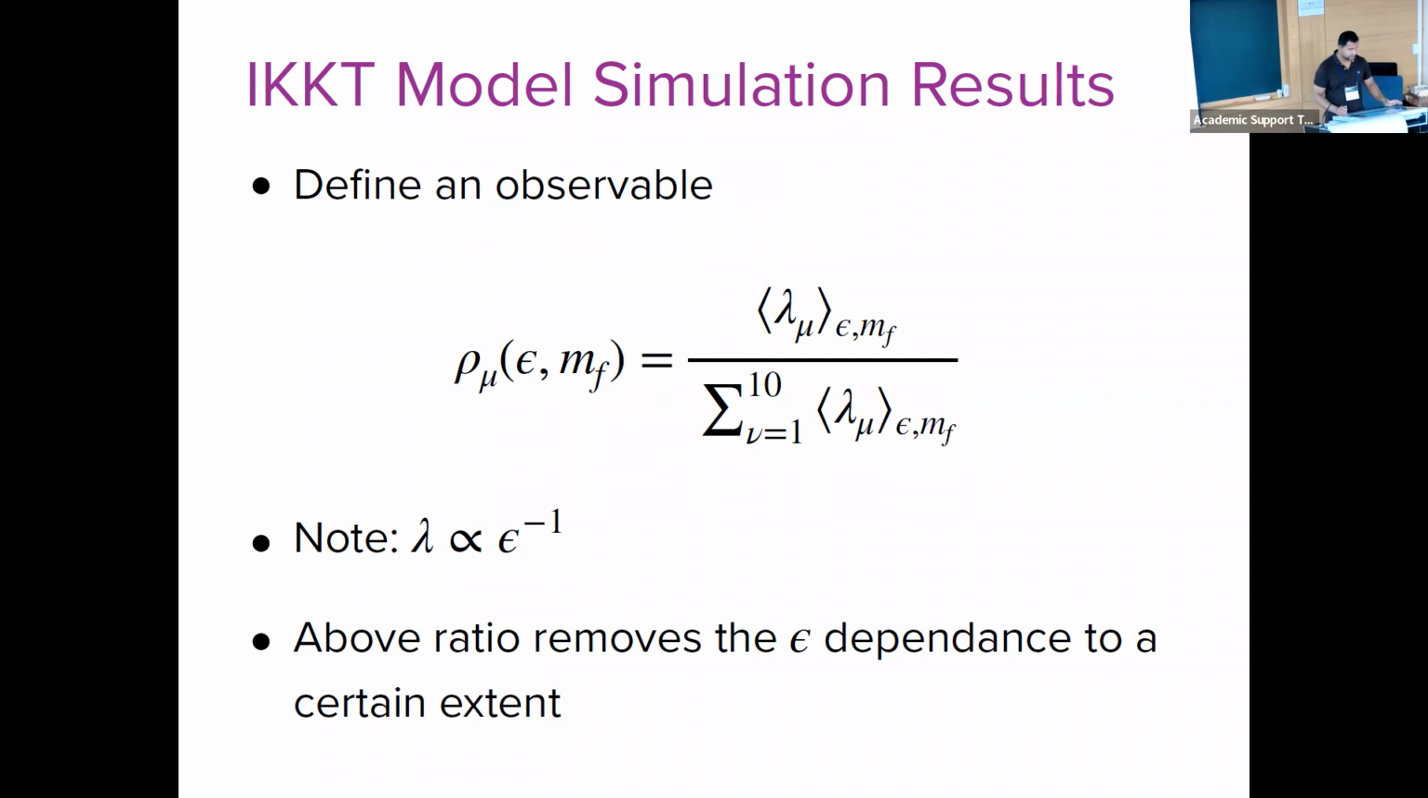In our simulations, we can define an observable, with some kind of normalization. Take the lambda mu, these are the observables we want. We want to reduce the epsilon dependence as much as possible, so for that we take this ratio and define it as rho mu. This ratio removes the epsilon dependence to a certain extent because we are taking the epsilon going to 0 limit.